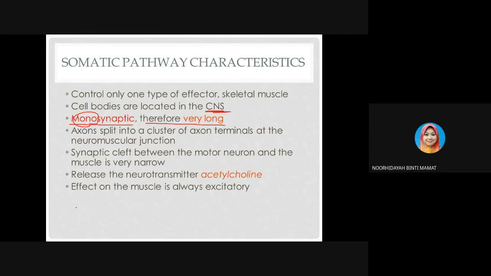So this is the axon terminal, and this is the synaptic cleft, the synaptic cleft between the motor neuron and the muscle. It will release the neurotransmitter we call ACh, the acetylcholine. And the effect of the somatic pathway on the muscles is always excitatory.